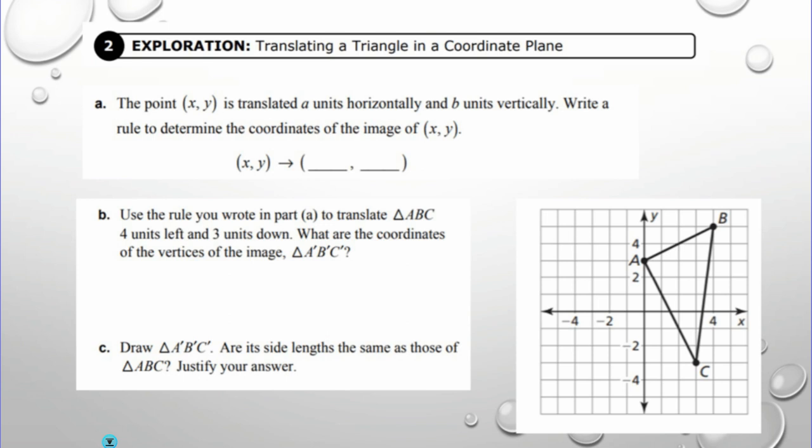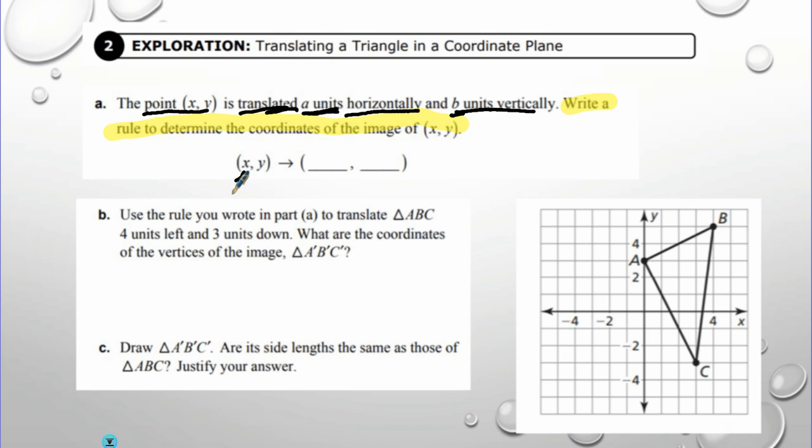Okay, so first thing I'm going to do is restate this question. It says write a rule to determine the coordinates of the image of XY. What I'm going to do is write a rule to say what happened when this was translated horizontally and vertically. The important information I need is that I have a point and it's translated, so that means I slid it. It didn't tell me how far I slid it. I slid it horizontally, and then I slid it some more in another direction. It didn't tell me how many units, but it did tell me vertically.